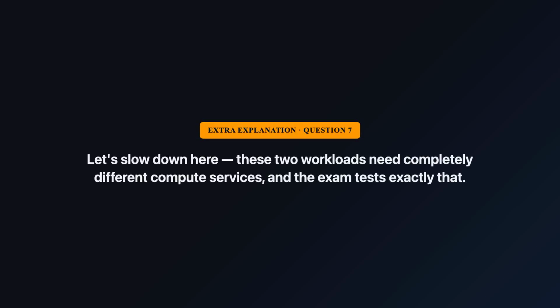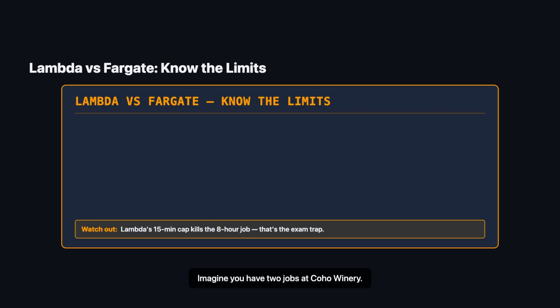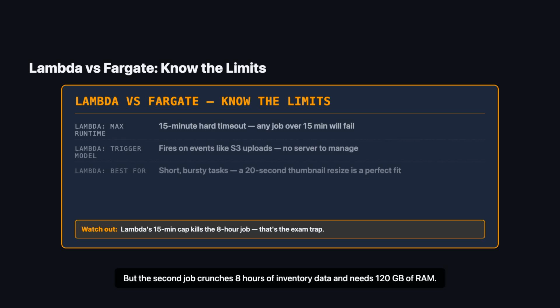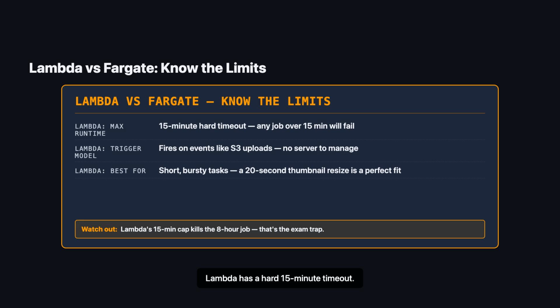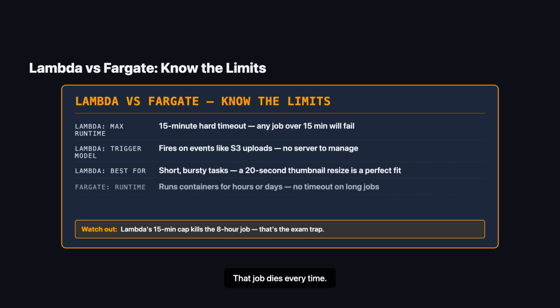Let's slow down here. These two workloads need completely different compute services, and the exam tests exactly that. Imagine you have two jobs at Coho Winery. First, every time a photo lands in S3, resize it, done in 20 seconds. Lambda is built for exactly that. It fires on the upload, runs your code, shuts off. But the second job crunches 8 hours of inventory data and needs 120 gigabytes of RAM. Lambda has a hard 15-minute timeout. That job dies every time.